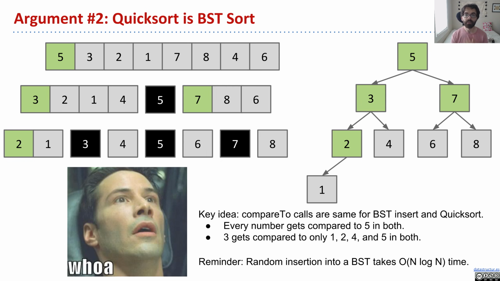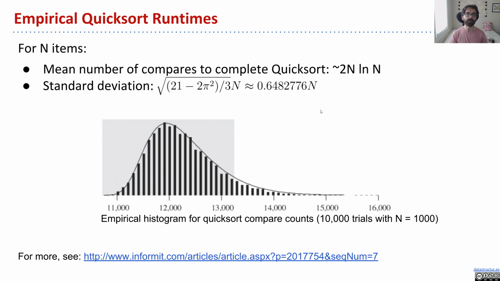And you may recall that random insertion into a BST in a totally random order should take n log n time on average. Now there's a study guide problem that you can check out to really prove this to yourself. I think it's a really, really neat point, a very deep connection, but a tricky one to really fully comprehend. So those are two intuitive arguments, but there's also the empirical argument.